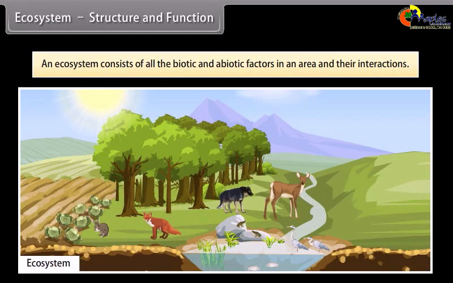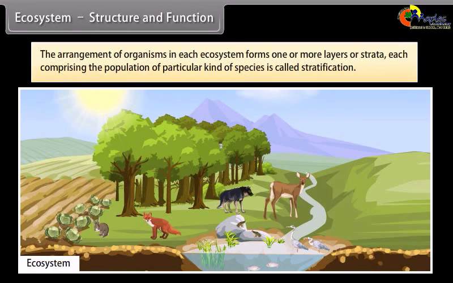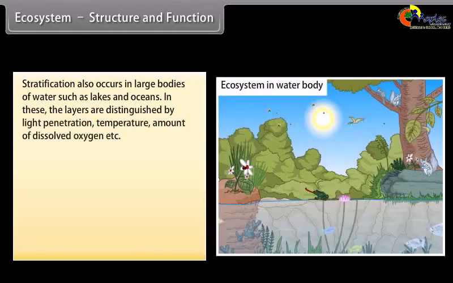Ecosystem, structure and function. An ecosystem consists of all the biotic and abiotic factors in an area and their interactions. The arrangement of organisms in each ecosystem forms one or more layers or strata, each comprising the population of particular kind of species is called stratification. Stratification also occurs in large bodies of water such as lakes and oceans. In these, the layers are distinguished by light penetration, temperature, amount of dissolved oxygen, etc.